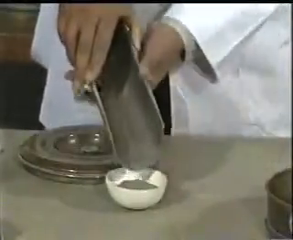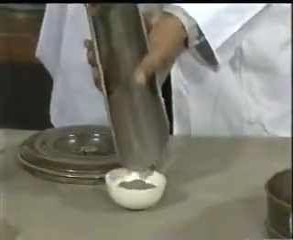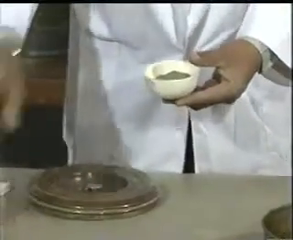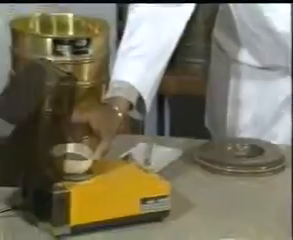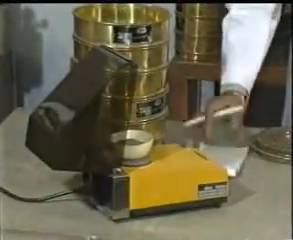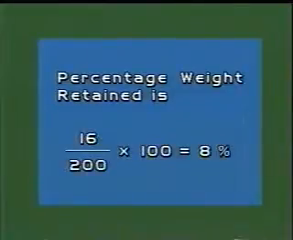Now weigh the residue left after 15 minutes of shaking and determine the percentage weight retained. For example, in this case, the weight retained is 16 grams. Therefore, percentage weight retained shall be equal to 16 divided by 200 multiplied by 100, which is equal to 8%.